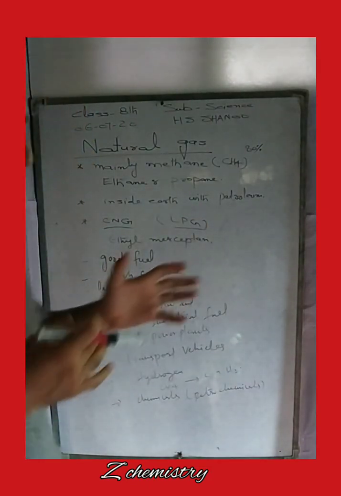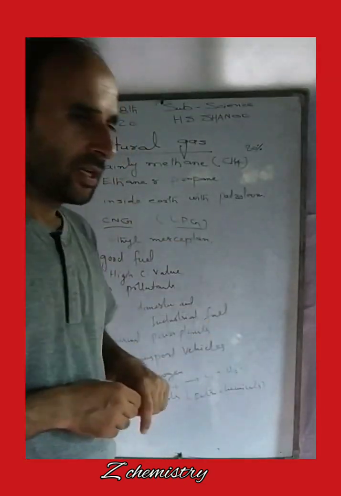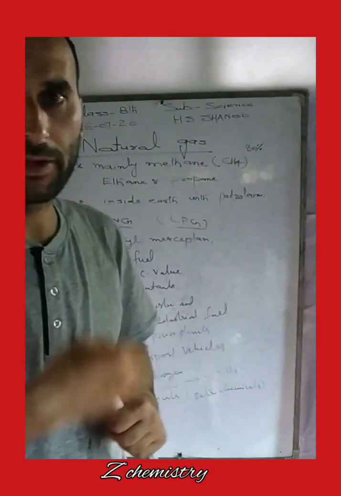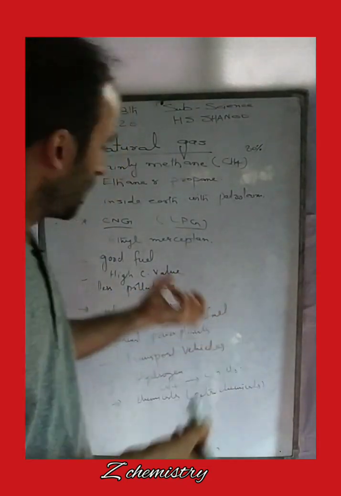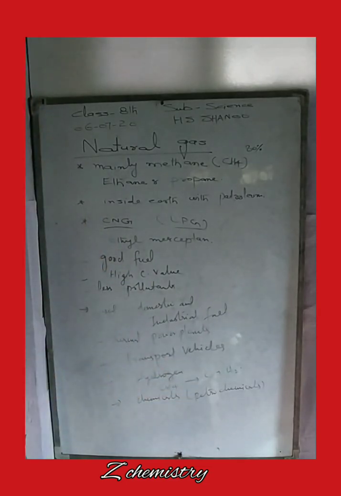This CNG or LPG is basically odorless, and its leakage can be very costly for us. That is why scientists, in order to make it odorful, usually mix a chemical called ethyl mercaptan with this LPG or CNG.